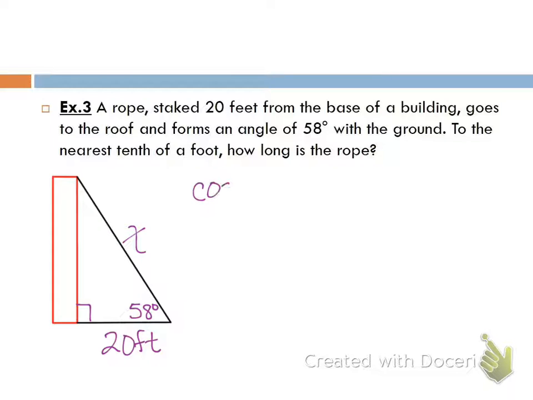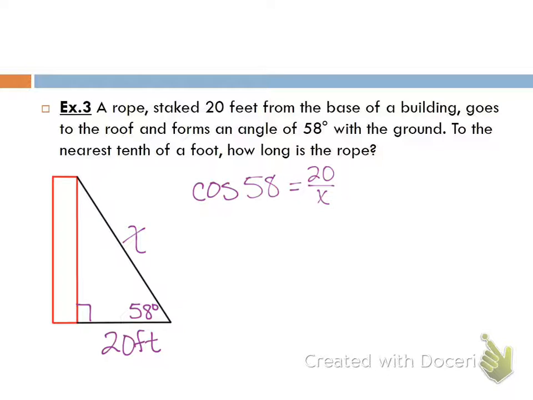Cosine of... next to your trig function should always go what kind of object? An angle. Next to your trig function always goes an angle. This time we know our angle. What is it? 58 degrees. Equals adjacent over hypotenuse. My adjacent side is 20. My hypotenuse is X.